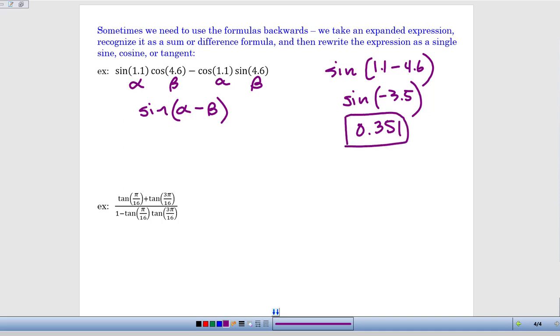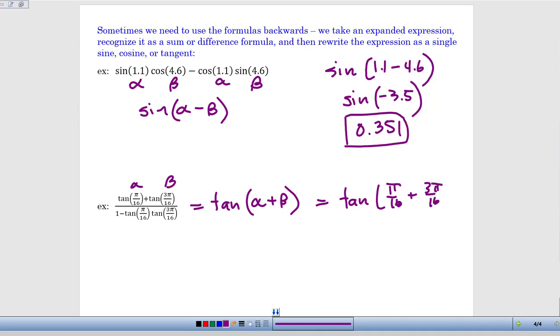For the next example, we can see that that is an expanded version of one of the tangent identities. Again, if we think of pi over 16 as our alpha and the 3 pi over 16 as our beta, right? Now, if we see this as instead being the tangent of alpha plus beta, again, just matching up the expression with the formulas that we have at the top of our notes. So we can rewrite this as the tangent of pi over 16 plus 3 pi over 16.